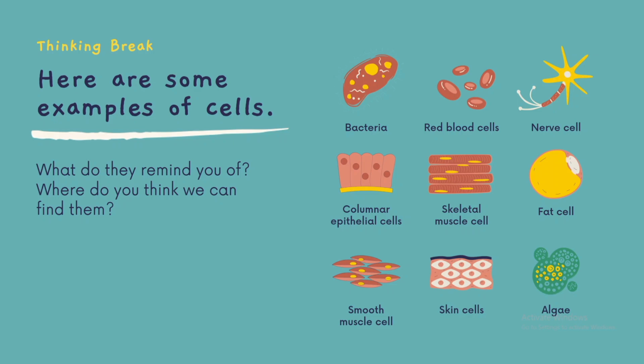Number 9. Algae. Algae are a diverse group of photosynthetic organisms found in aquatic environments, including oceans, lakes, rivers, and ponds. They can also be found in terrestrial habitats such as moss, soil, rocks, and tree bark. Algae range from single-celled organisms to complex multicellular forms and play crucial roles in aquatic ecosystems and global carbon cycling.